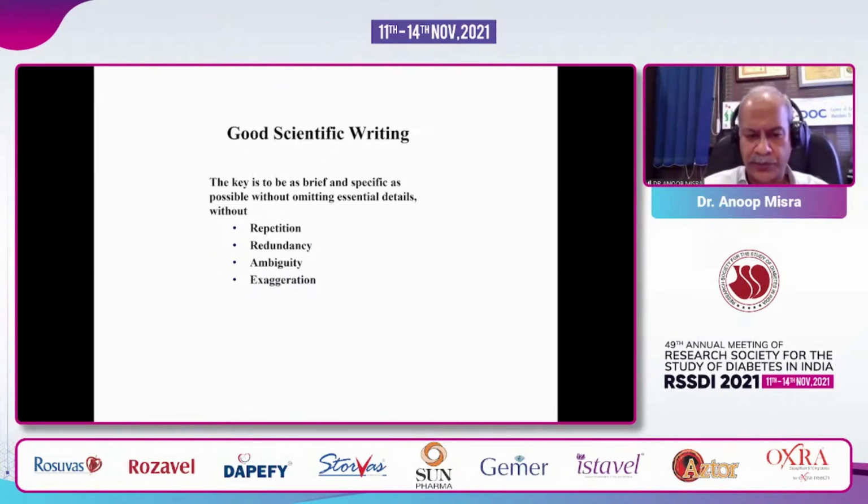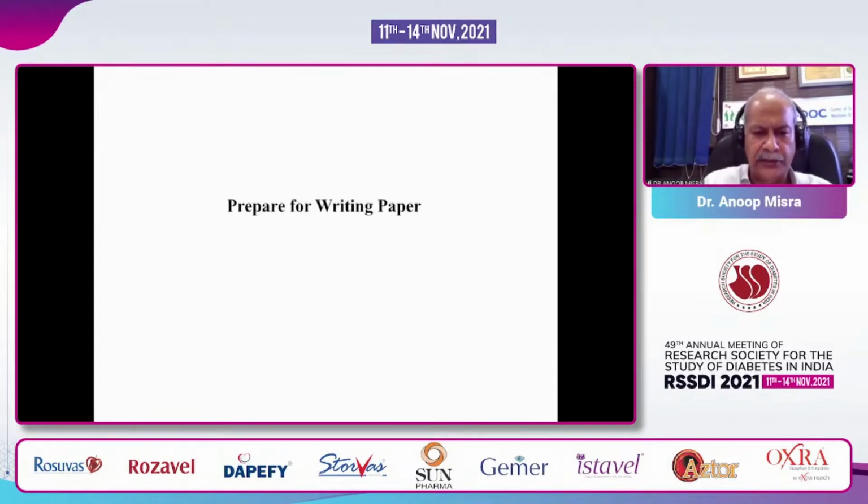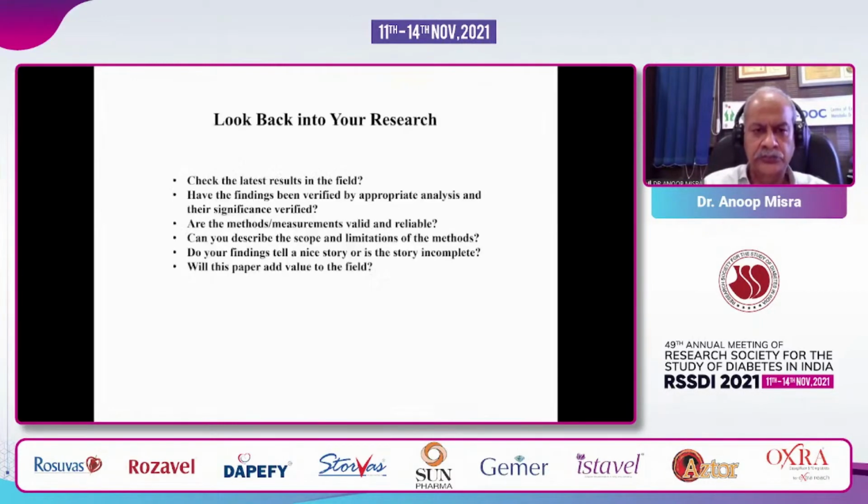So please don't repeat. The paper should not have redundancy, ambiguity, and also exaggeration. Since I am the editor-in-chief of Diabetes and Metabolic Syndrome and associate editor of 2 global journals, I see a lot of exaggeration in research papers, especially those coming from India. So let's prepare for writing a paper.